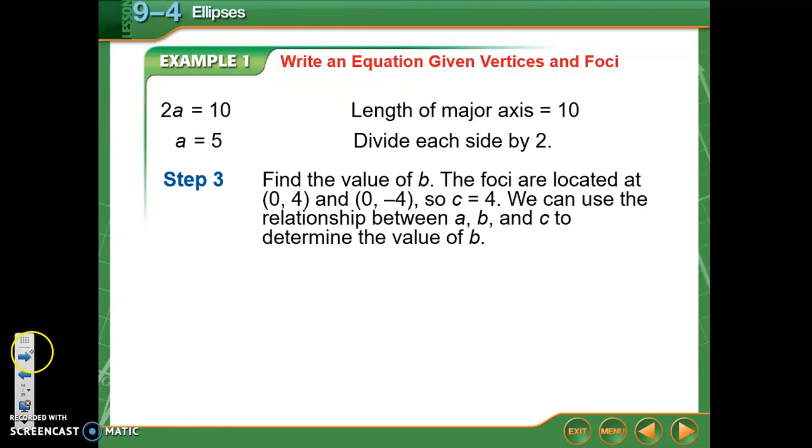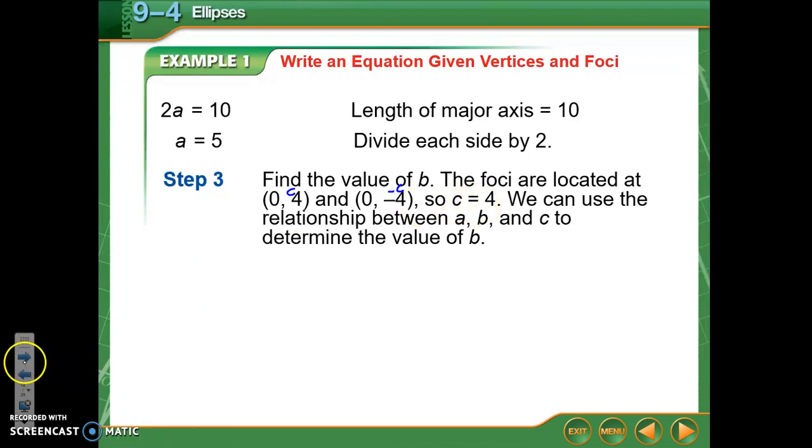All right, keep looking at your graph that you have on your paper. I need to find the value of B. I need to use my relationship between A, B, and C to find that, because I know that A is 5, and I know that C is 4. Remember that C is the distance from the focus to the center. So this is the point (0, C), and this is the point (0, -C). So C is 4 if you look back at your chart.